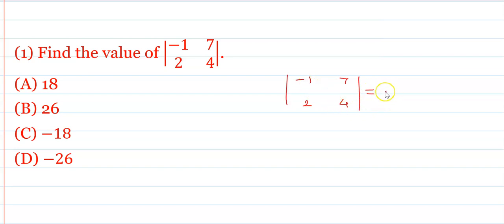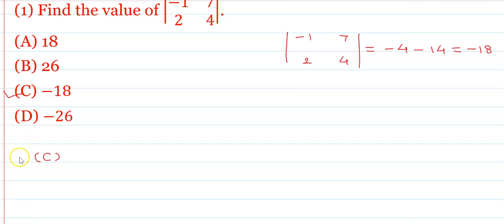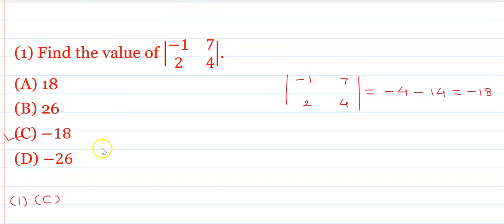-1 into 4, that is -4, minus 7 into 2, that is 14, is equal to -18. The answer is -18. Okay, and therefore option C is the correct one. Here, therefore, you can write the answer C. Okay, and before that you must write 1. This is the correct way to write the answer. या प्रकारे तुम्ही ते आन्सर लिहिलं गेलं पाहिजे.